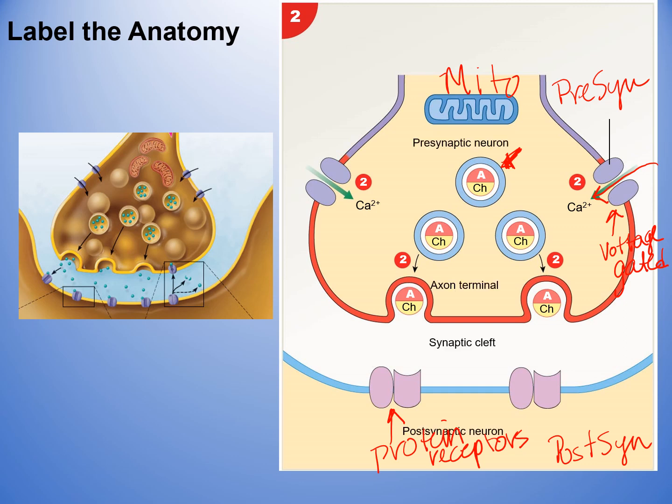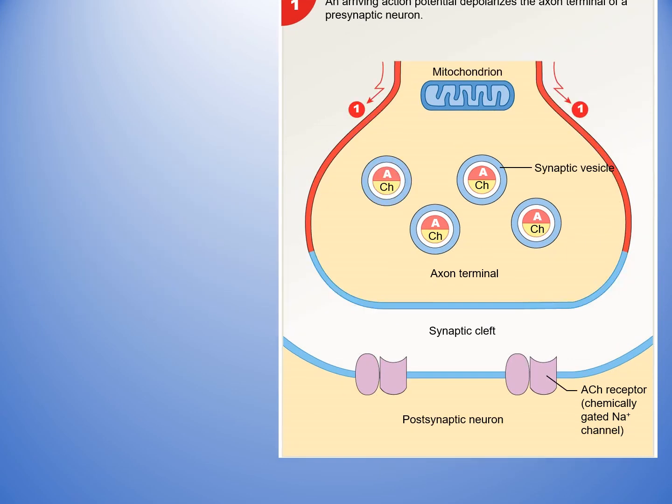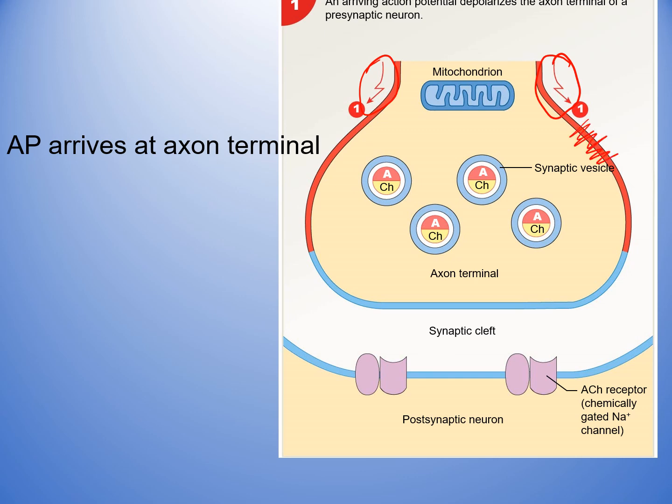Oh, look, I have labels on this myself. Sorry. Oh, even more. The first thing that has to happen at a synapse is that an action potential has to arrive at the axon terminal of the presynaptic neuron. And this is what your book is indicating here by these red arrows, both of these red arrows. I like to draw action potentials like this because they really indicate the movement of sodium and potassium in and out of the cell membrane.